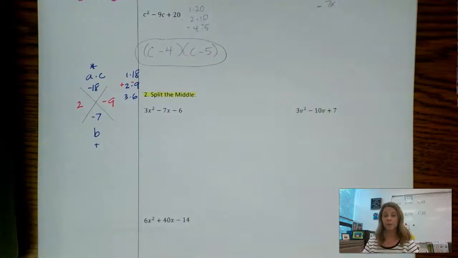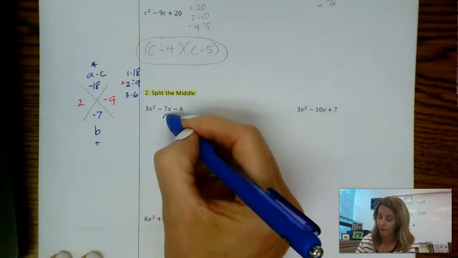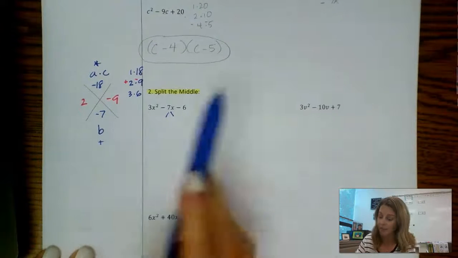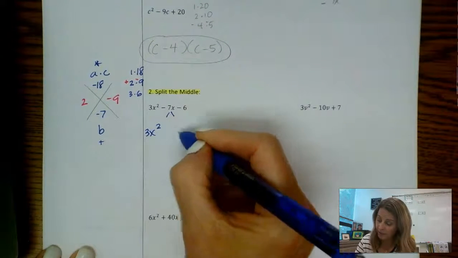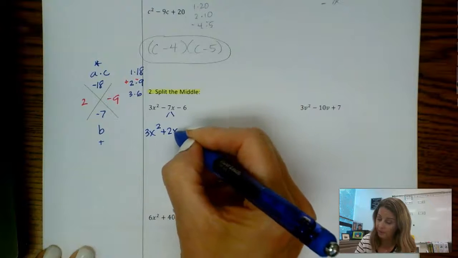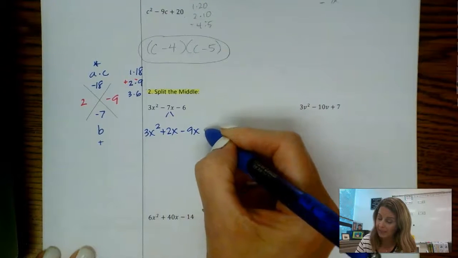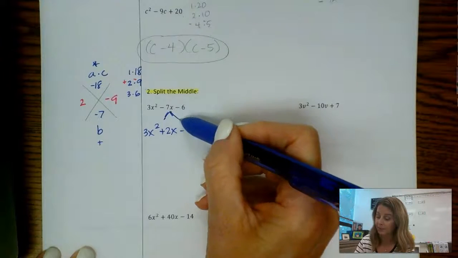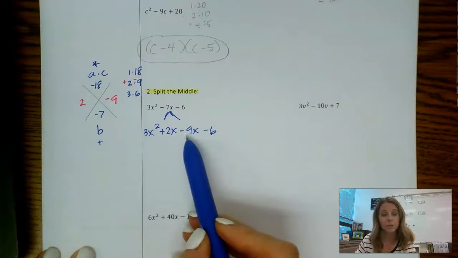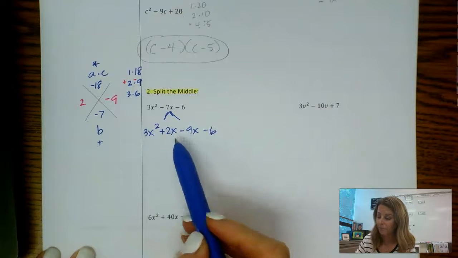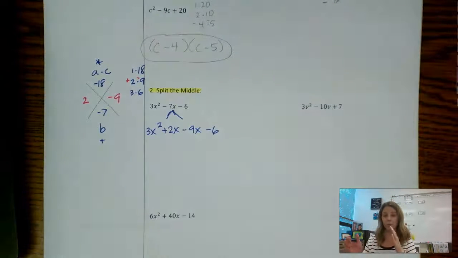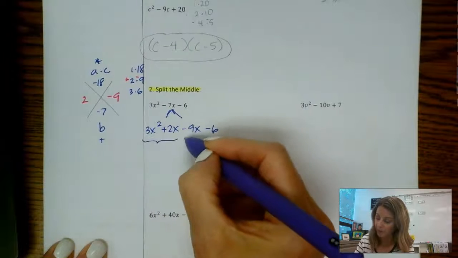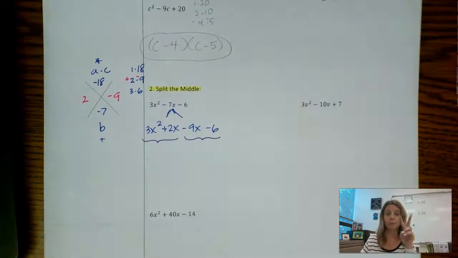So we are going to rewrite this problem, and we are going to split the middle term into 2x and negative 9x. So I have 3x squared plus 2x minus 9x minus 6. I have just split negative 7 into 2 and negative 9. All right, now we are going to group. There are four terms. We are going to group sets of 2 terms together.